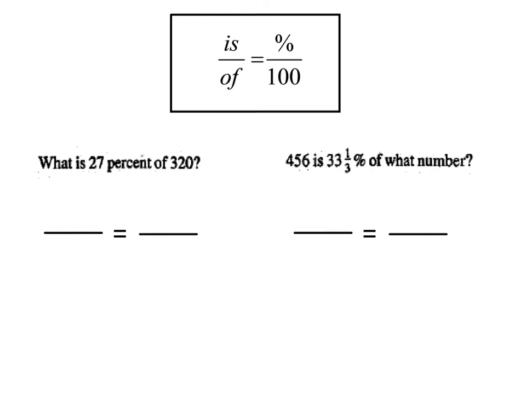And now the first step is we want to look for a percent. In this problem, we have 27%. So go ahead and put 27 over 100. And then we need to look for our fraction. It says what is and of 320. So that means our numerator is going to be our x, and we're looking for the whole of 320.